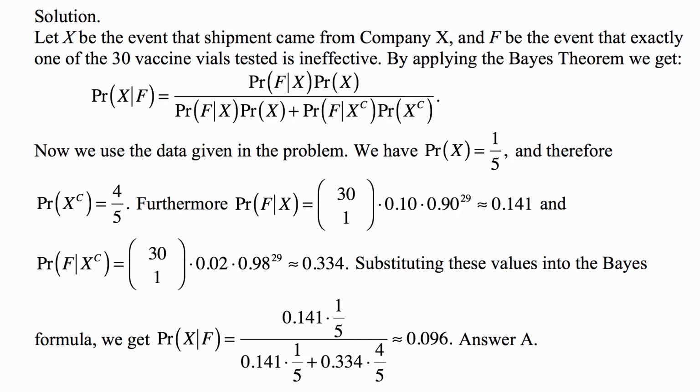And probability of F given X complement is 30 choose 1 times 0.02. This is the probability of having an ineffective vial from another company, times 0.98 to the 29th, that's approximately 0.334. Now we substitute these values into the Bayes formula, and we get probability of X given F is 0.141 times 1/5 over the same expression, 0.141 times 1/5, plus 0.334 times 4/5. And that comes out to be about 0.096, which is answer A.